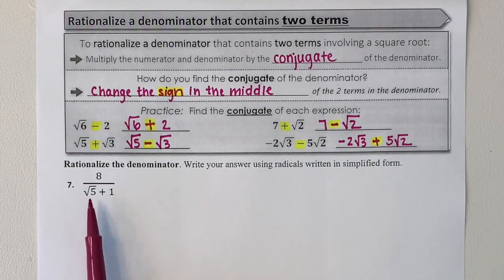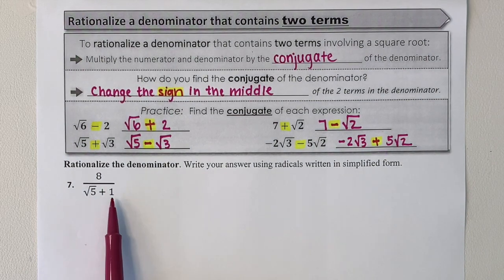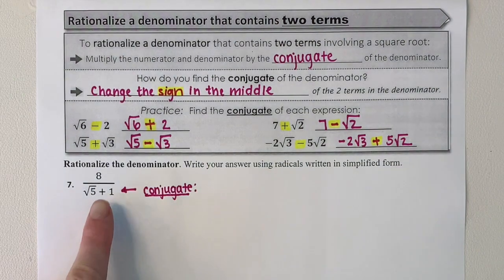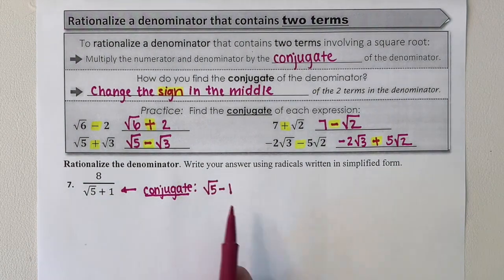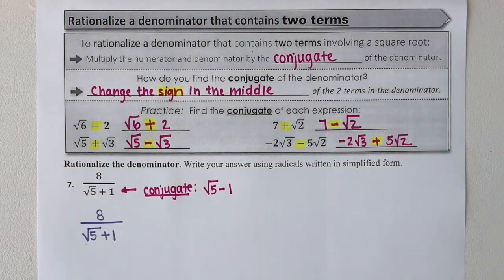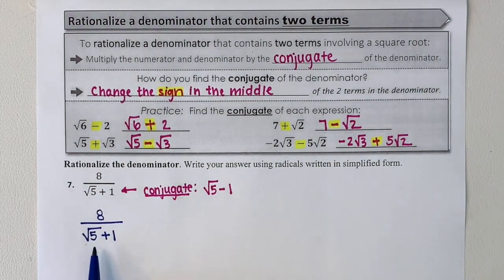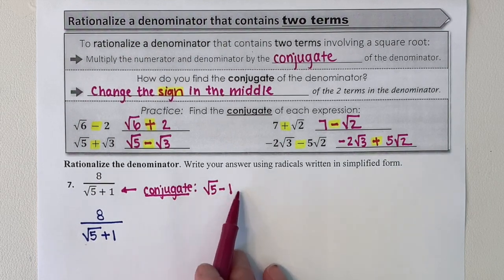To rationalize a denominator that contains 2 terms involving a square root, we need to identify the conjugate of the denominator. To find the conjugate of this denominator, we just copy it down exactly, but we change the sign in the middle. That will give us the square root of 5 minus 1. Now, I've started by copying this exact original problem right here. To rationalize this denominator, we need to multiply the numerator and the denominator by the conjugate of this denominator. And here's the conjugate right here.